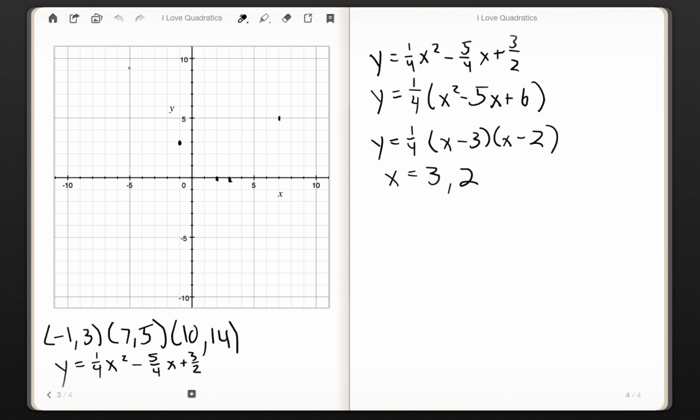So the parabola is actually going to look something like this. We just have to connect the dots here. There is our graph. So we can see it passes through -1, 3, 7, 5, and 10, 14. That would just be up here somewhere. We don't have 14 up here, it'd be right about there. And we can see that the graph does approach that point.